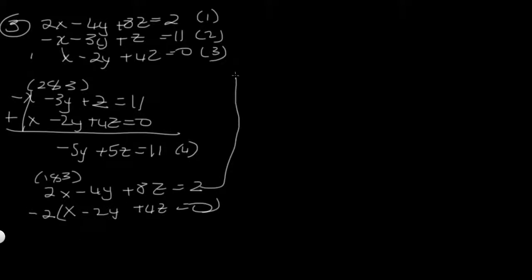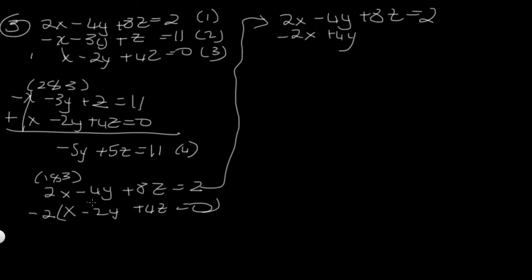Okay, let's come back up here. So here I have 2x minus 4y plus 8z equals 2. I just rewrote that, and here I'm going to do negative 2 times x is negative 2x. Negative 2 times negative 2 is a positive 4y. Negative 2 times 4z is negative 8z equals negative 2 times 0 is 0.